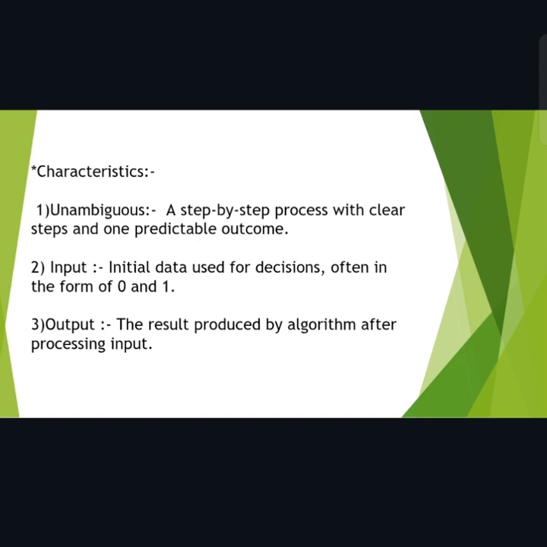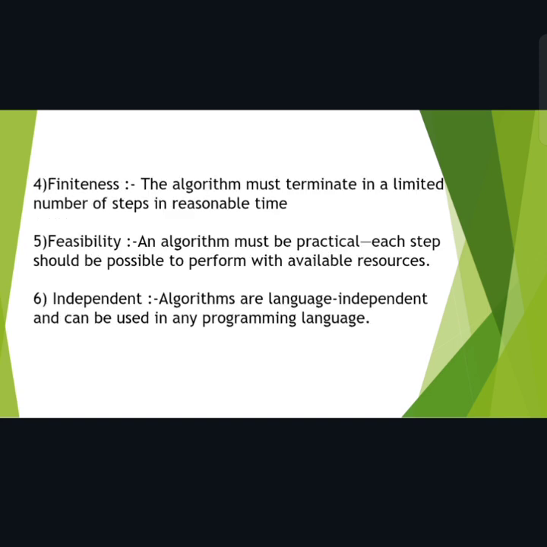Third characteristic is output. The algorithm must produce a result. In our circle example, the area would be the output. Fourth characteristic is finiteness. It should not go on forever. The steps must complete in a limited time. Fifth is feasibility. The steps must be practical and completed in a limited time.